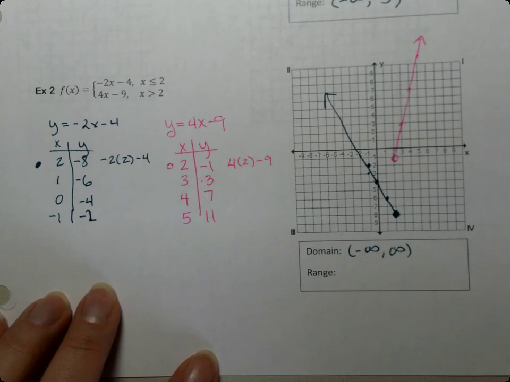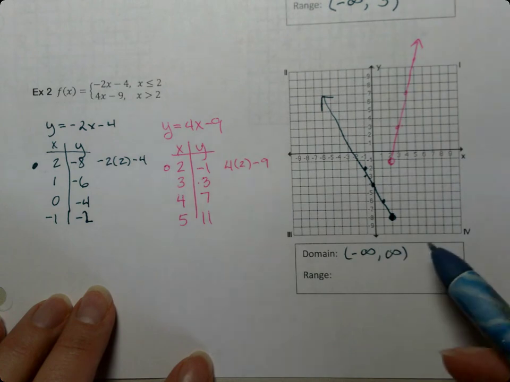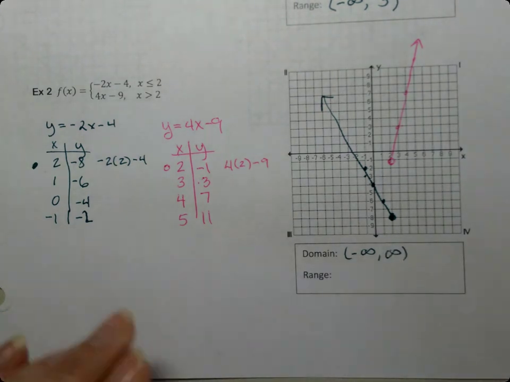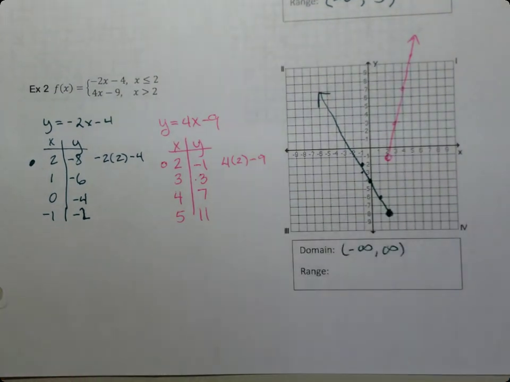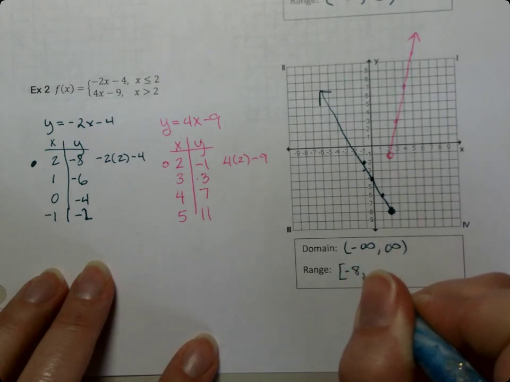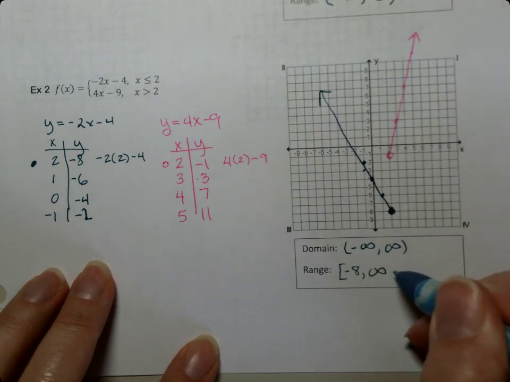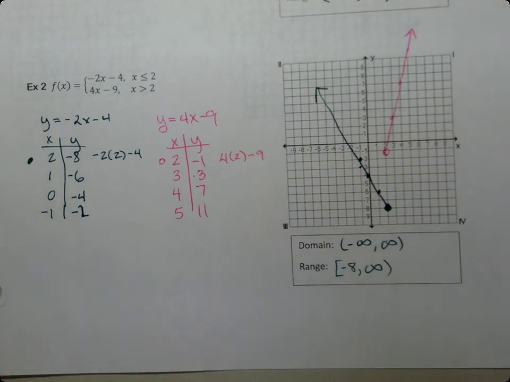What about the range? Okay. So the lowest point, if you think about scanning this, is -8. Why are we putting a bracket on the -8? Because it's included. And then as both graphs go, they both go to infinity, and that is your range.